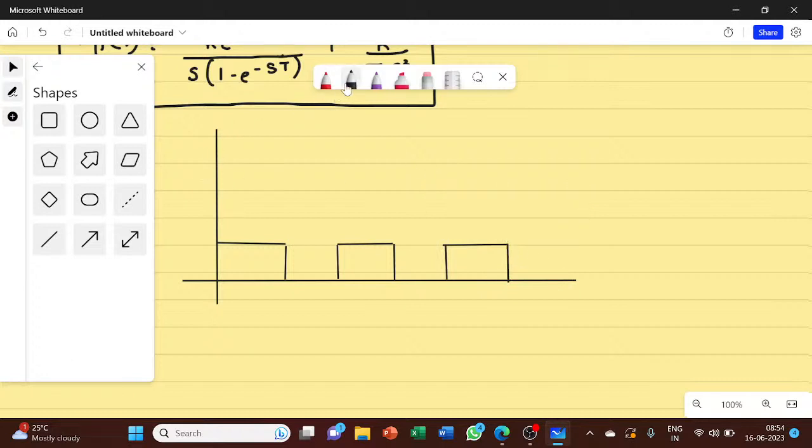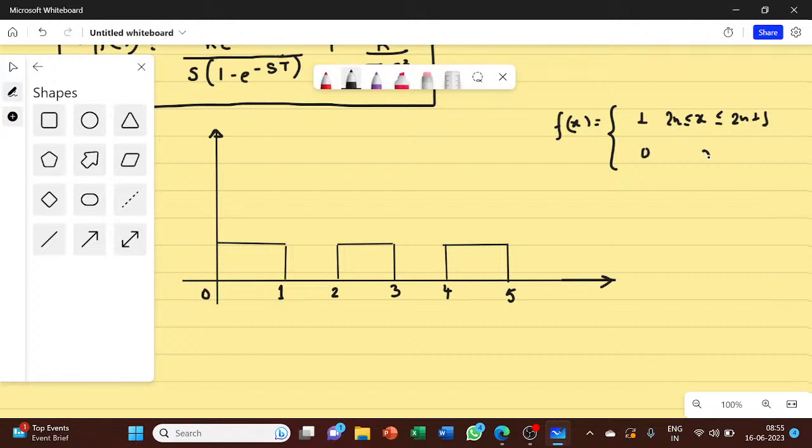Okay, this is how it was made in the exam. So it is 0, it is 1, it is 2, it is 3, it's 4, it's 5. And I'll write here that you have f of x is equal to 1 if x lies between 2n plus 1, and is equal to 0 if x lies between 2n plus 1 to 2n plus 2. So this is your question.